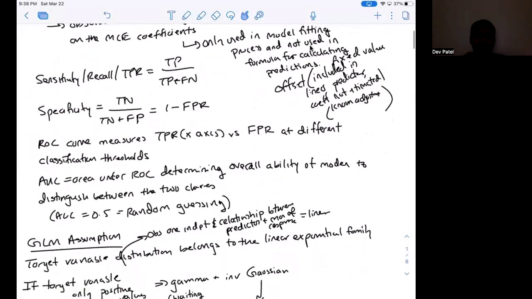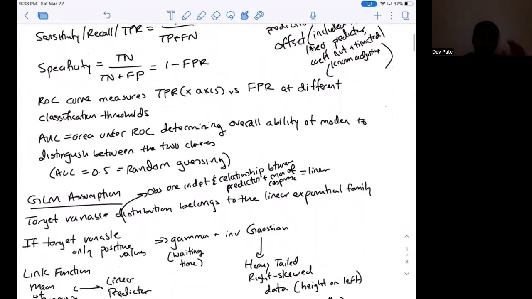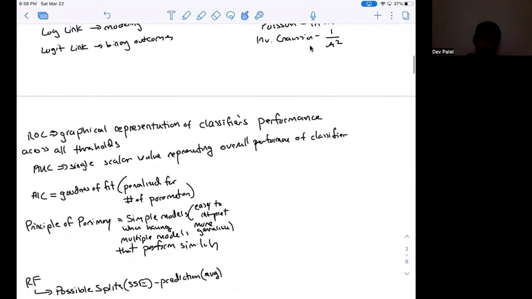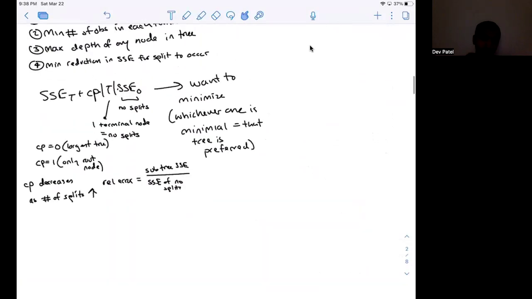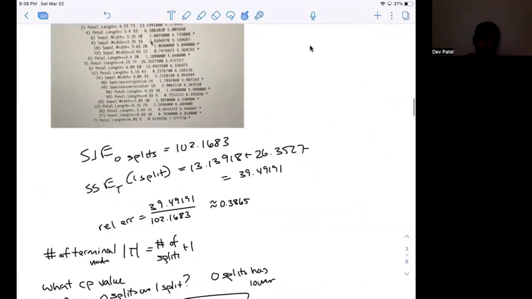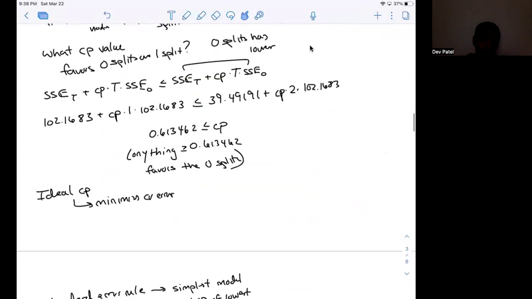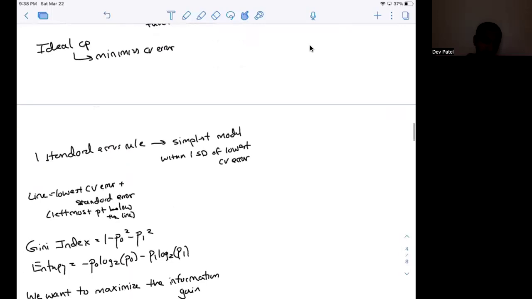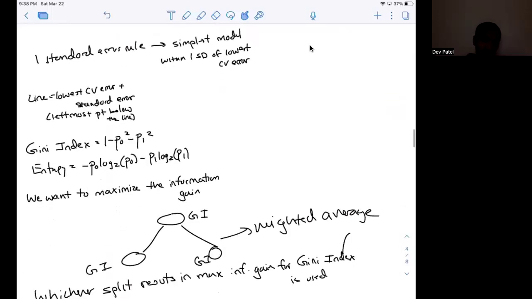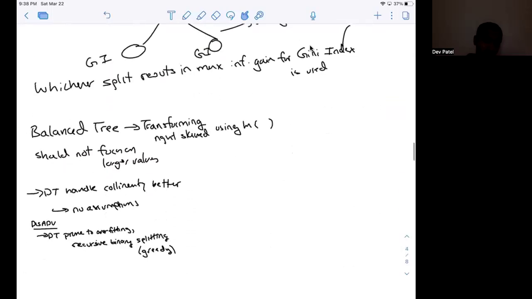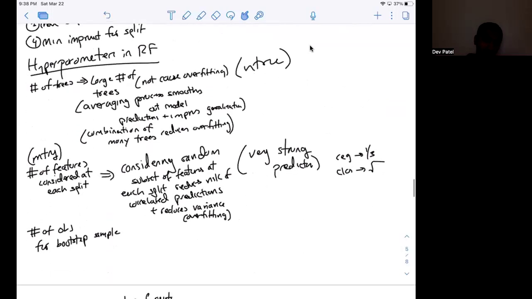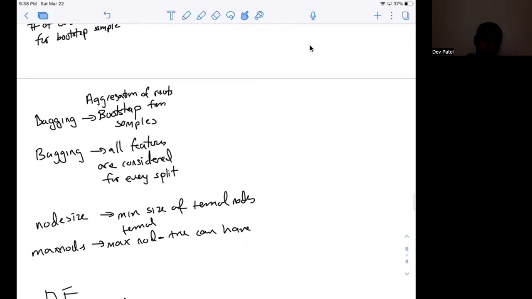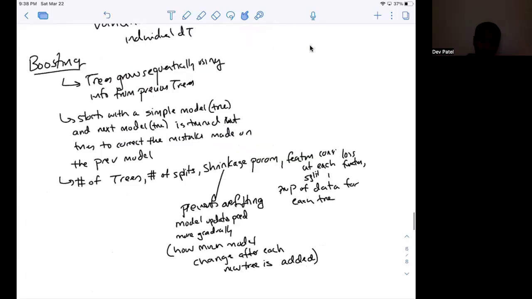We'll go over sensitivity, recall, specificity, ROC, AUC curves, GLM assumptions, as well as some random forest decision tree parameters, how the trees are split. And then we'll move into some, I guess, Gini index, entropy, information gain, so more about random forest, and then also ridge and lasso as well, and also boosting as well. So we'll go into that.